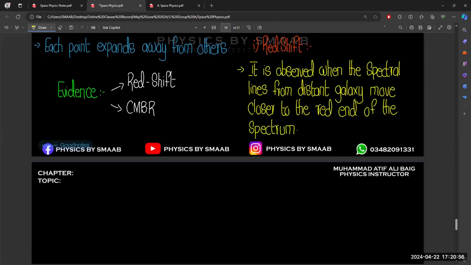And why does this happen, why are the spectral lines moving towards the red region? The reason is this happens because light waves are stretched by the expansion of the universe.